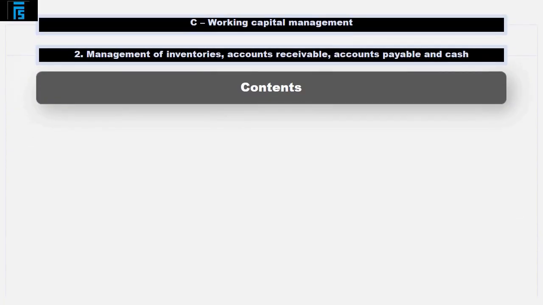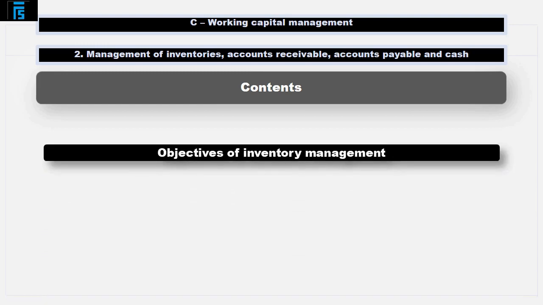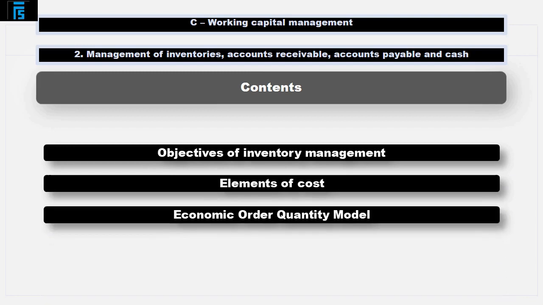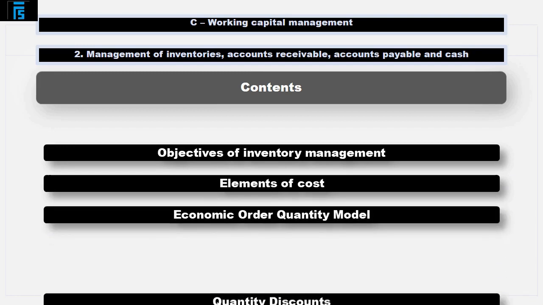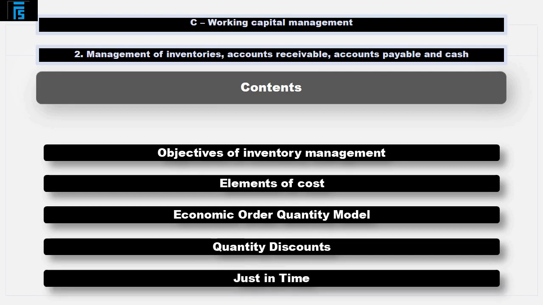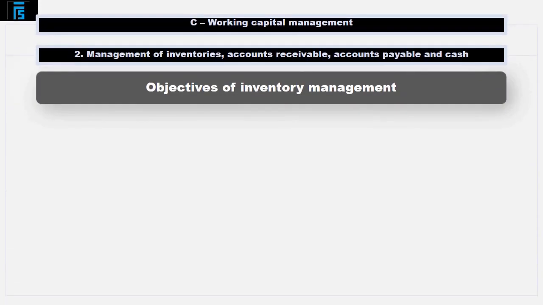Specifically, this presentation will cover the objectives of inventory management, elements of cost, the economic order quantity model, quantity discounts, and just-in-time. Let's now look at each of these in turn. The objectives of inventory management.